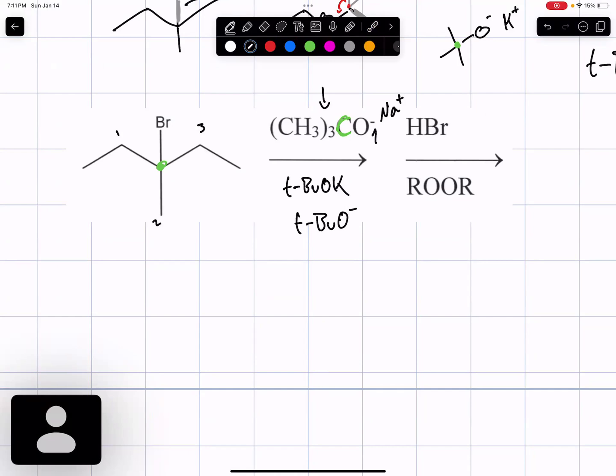And whoever just spoke, you said E2. Is there rearrangement with E2 reactions? No, right? Because it's concerted. And we have to pull a hydrogen that's anti-periplanar in E2 reactions, or E2 elimination reactions.